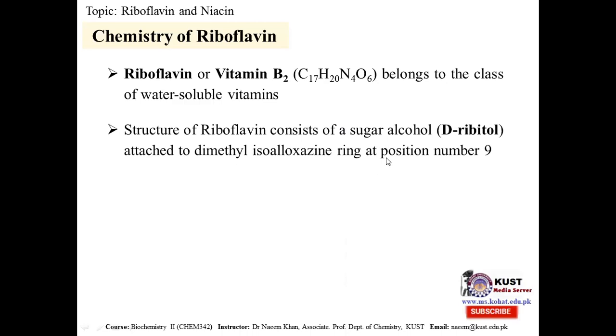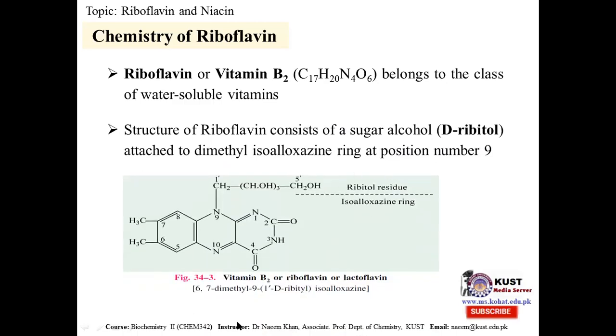The structure of riboflavin consists of a sugar alcohol, commonly known as ribitol, which is attached to the dimethyl isoalloxazine ring at position number 9. You see the structure: dimethyl alloxazine, with methyl groups at position number 6 and position number 7, and position number 9 is where the sugar alcohol, D-ribitol, is linked. So from the chemistry point of view, the structure of riboflavin includes 6,7-dimethyl alloxazine linked at position number 9 with D-ribitol. This structure can be traced in the Lehninger biochemistry book.